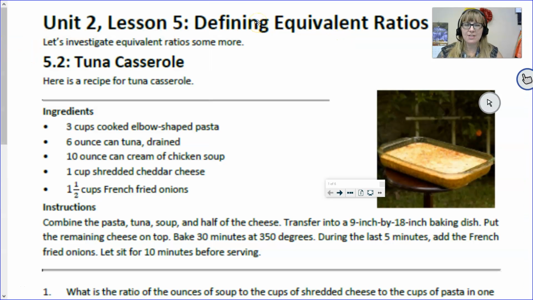Hello, Math 7 students. This is Open Up Resources, 6th grade, Unit 2, Lesson 5. This is another 6th grade review talking about equivalent ratios.